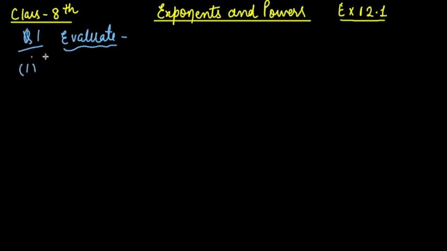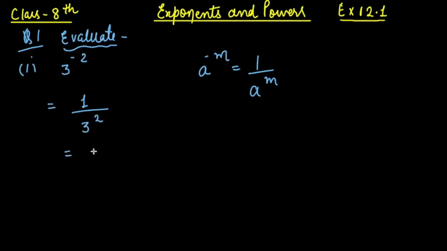So the first part of question number 1 is 3 raised to the power minus 2, right? You see it's a negative exponent given. When the exponent is negative, we have done the law: a inverse m can be written as 1 upon a raised to the power m. It means we have to take the reciprocal. So we will be using the same law here. I can write it as 1 upon 3 square, and if you expand it, 3 square means 3 into 3, which gives you 9, and therefore it is 1 upon 9.